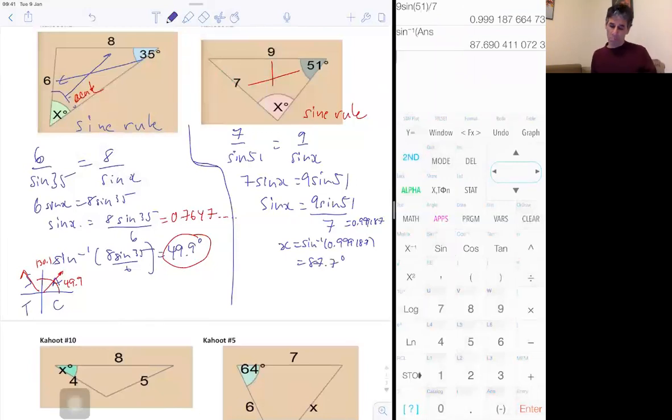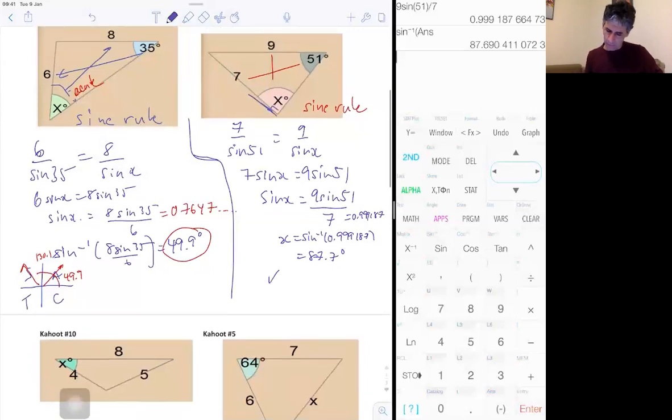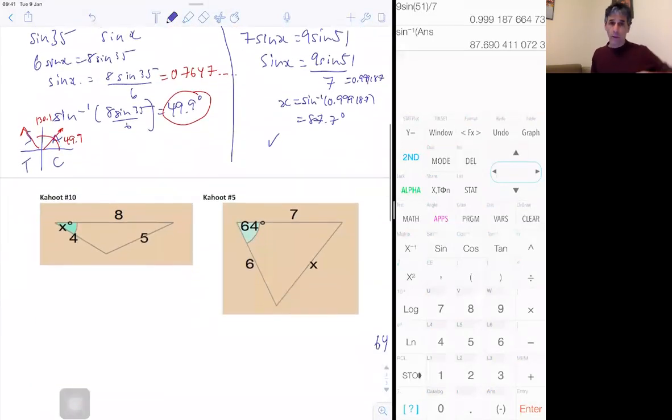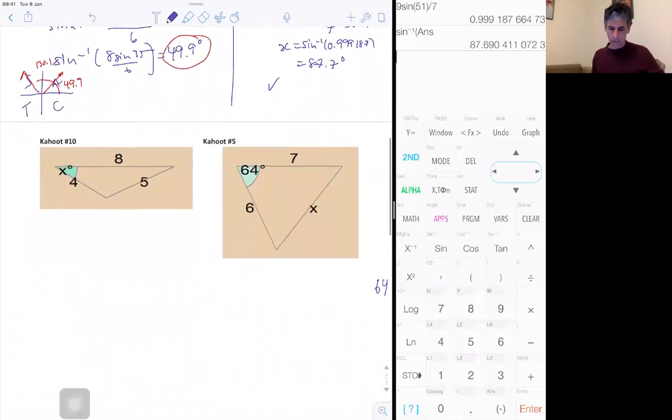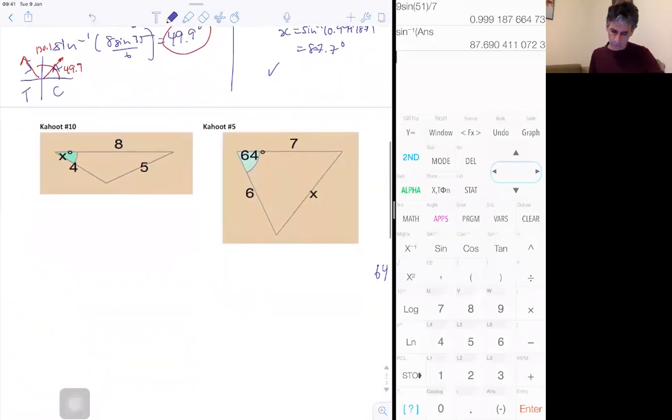Looking at the diagram, that's what they want. That's an acute angle, and it's not 90 degrees. 90 degrees would be a little bit bigger, something like this here, if this is perpendicular. So that's the right angle. We don't have to worry about the obtuse angle. Okay? Now, Kahoot number 10, here you were given 3 sides and you're looking for the angle.